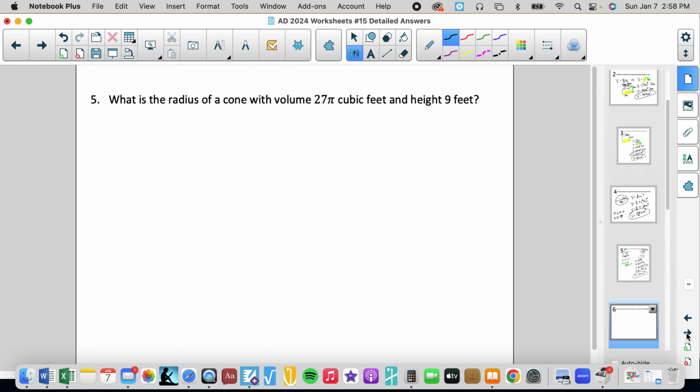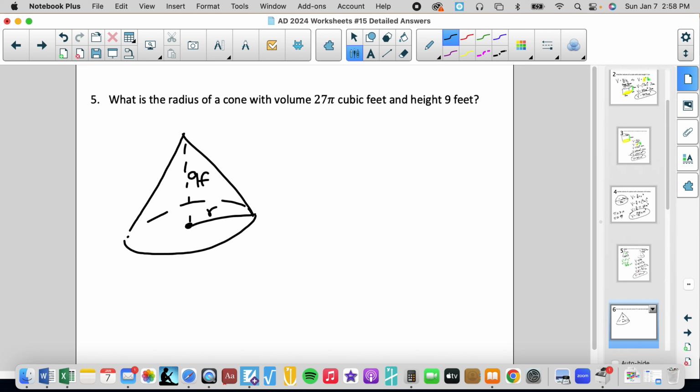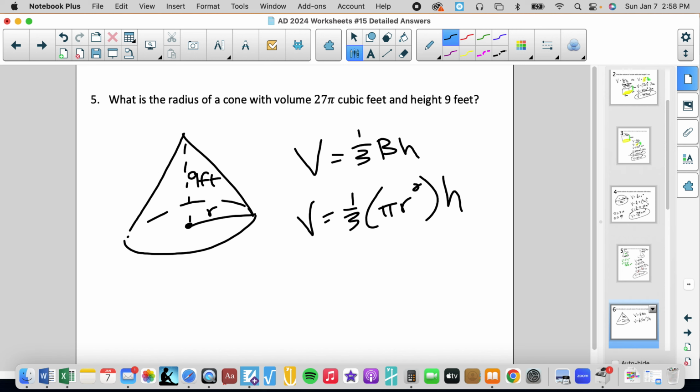What is the radius of a cone with a volume of 27 pi cubic feet and a height of 9 feet? So we want to look for r, and we have a height of 9 feet, and we know volume equals 1/3 big B times h. Volume equals 1/3 pi r squared h. And now we can start plugging in some of the values.